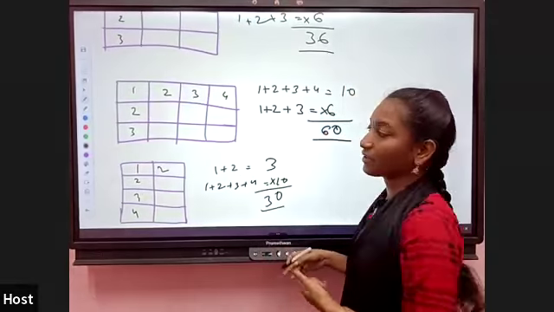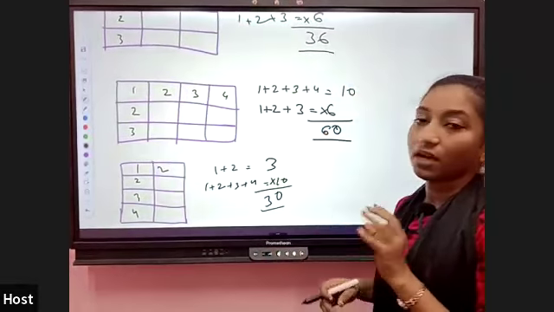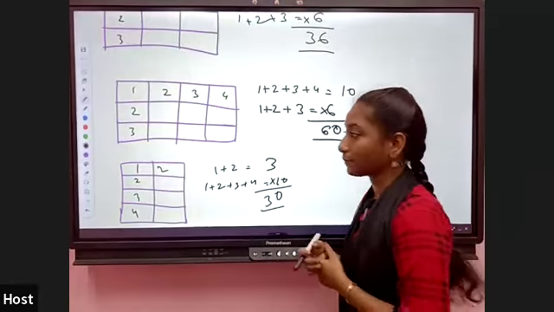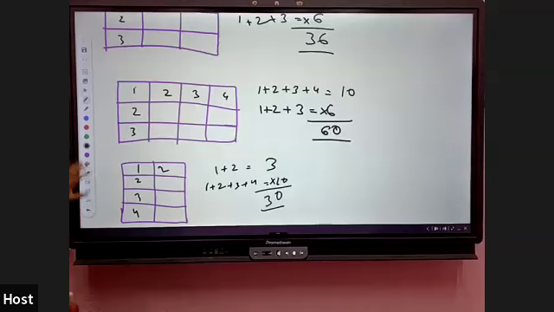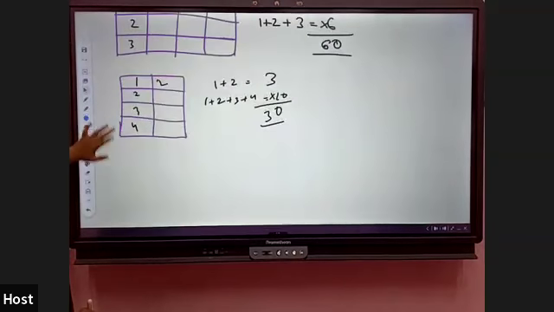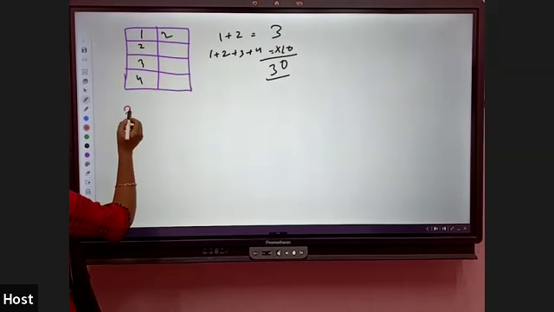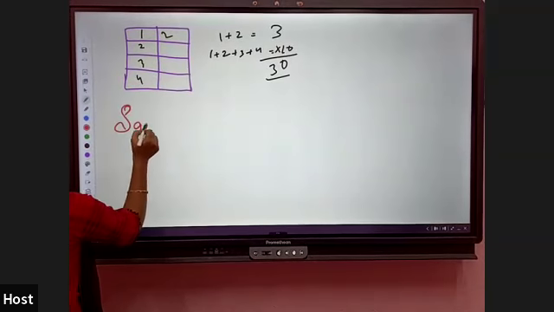Okay, these are the sequence figures. So we can easily use this trick and we can easily find the number of rectangles. Okay, next. Next, let us do square.